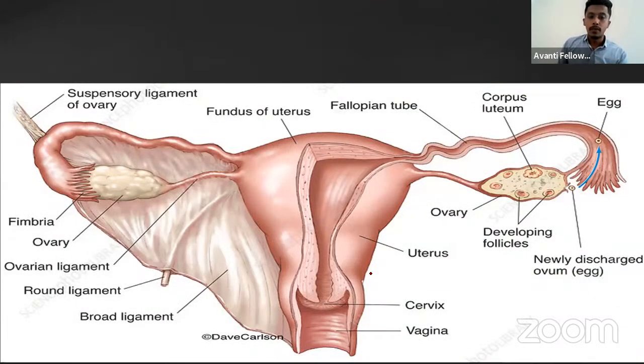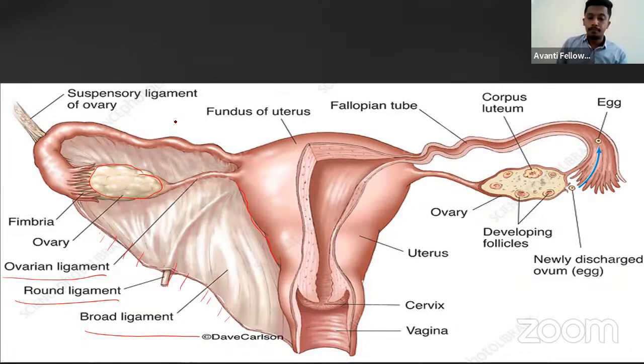So coming to, you can see here, we have a pair of ovaries, and the pair of ovaries are very well attached by some of the important ligaments. So these ligaments are called ovarian ligament, round ligament, and broad ligament. These are the three ligaments that help in attachment of the ovary. So where is the ovary attached? One part of the ovary is attached to the uterus, and the other part of the ovary is attached to the pelvis of the female. So these are the ligaments that support them.